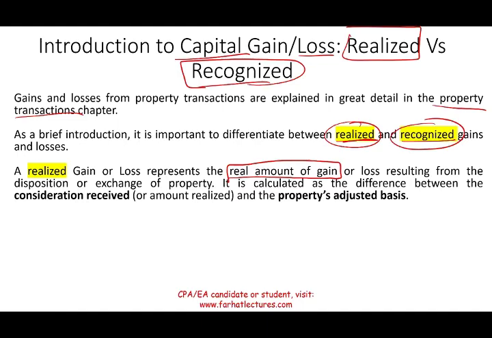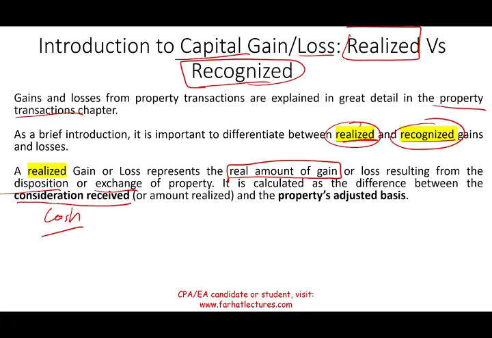A realized gain or loss is a gain or loss resulting from the disposition or exchange of property. It's computed by taking the difference between the consideration received. Think of the consideration received here as cash. Now you could be receiving something other than cash, like property or some other asset. The fair value of that asset will be considered consideration received, but usually between individuals, the common exchange is cash, though it doesn't have to be cash.